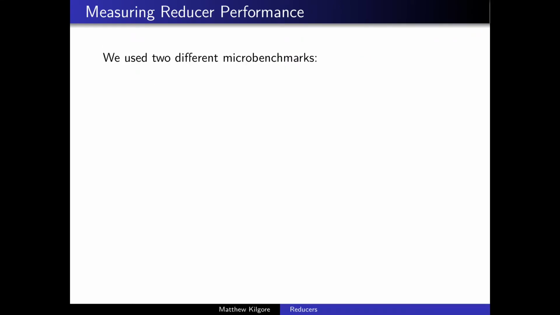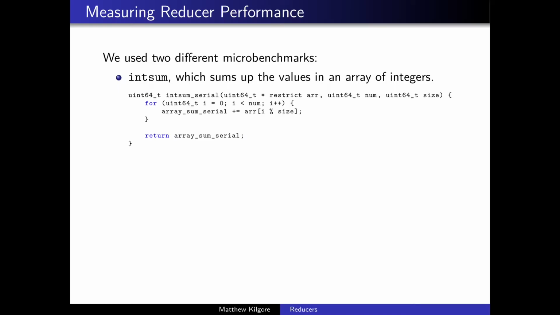In particular, we're going to be using 2 different micro benchmarks here. One of them is intsum, which literally just sums up the values in an array of integers. Here is the serial code for it. Again, we're just hammering through this array, possibly a number of times, and adding everything into a global or reducer value.